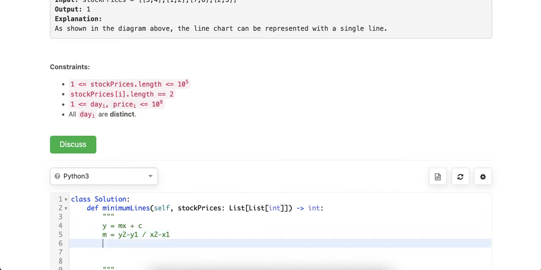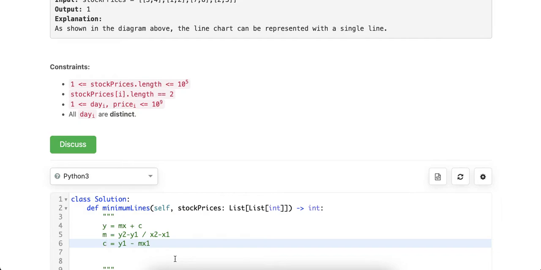The c, if we convert the equation, is y minus mx. So if we know 1 point, for example y1, and we already know the m derived from 2 points, we can find the c. In order to know whether points are within the same line, we need to know the m and the c. If the m and the c of the new point are the same as those of the previous points, it means they are still in one line.